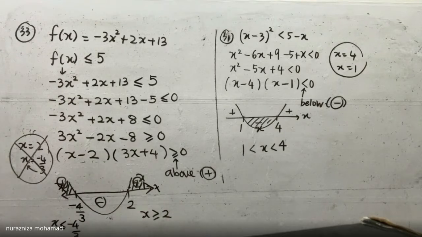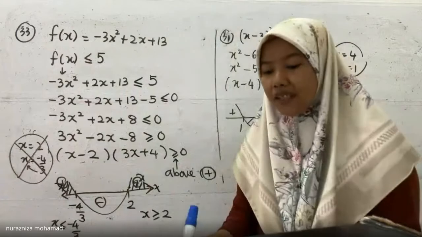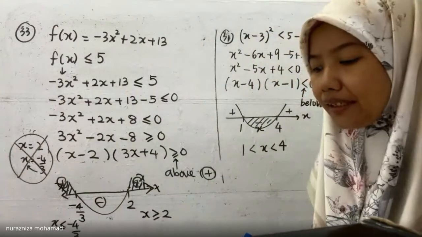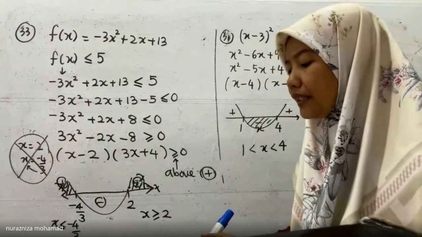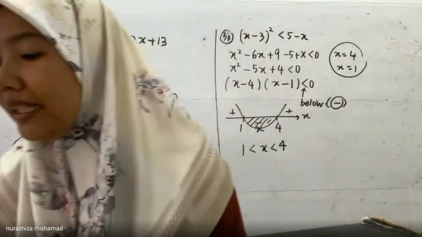Next, question number 34. The keyword there: find the range of values of x such that the quadratic function f(x) equals 6 plus 5x minus x squared is negative. The keyword is negative.